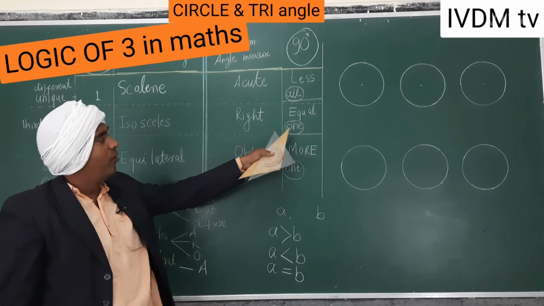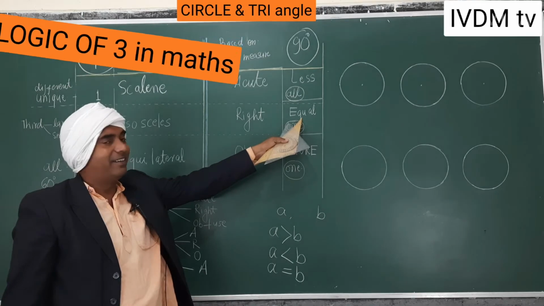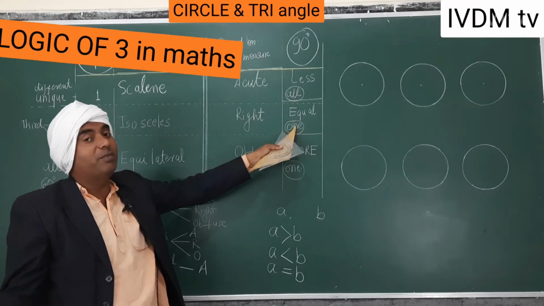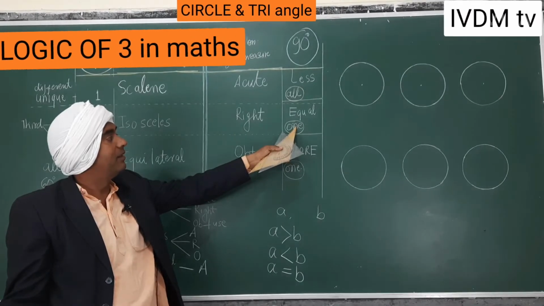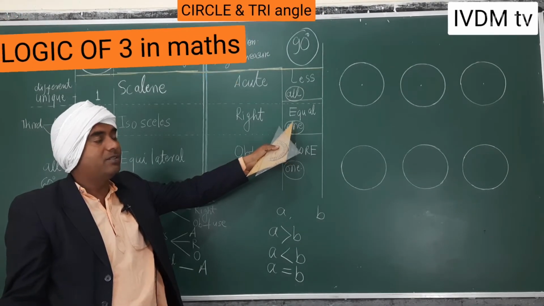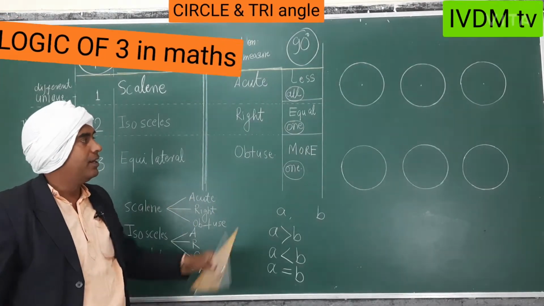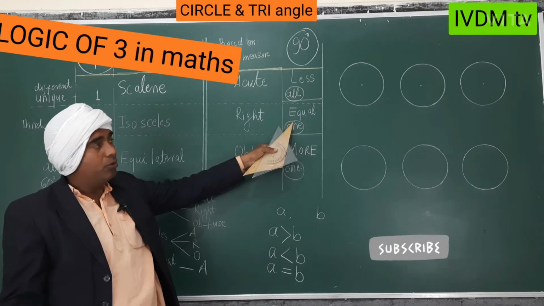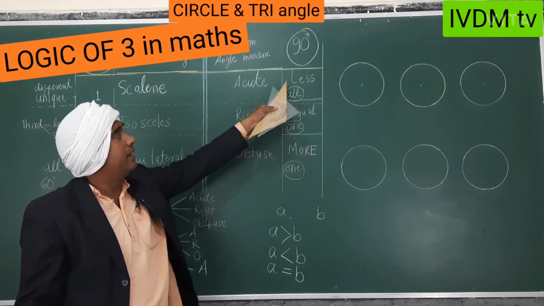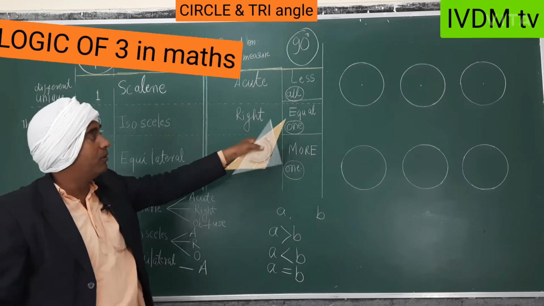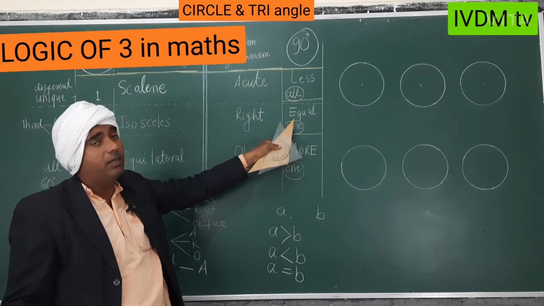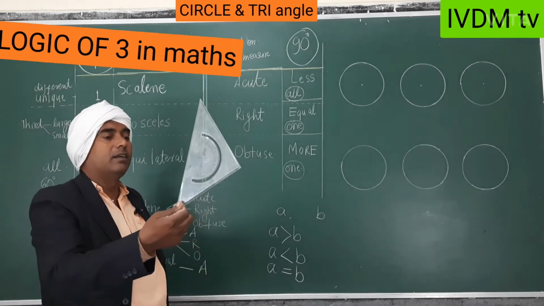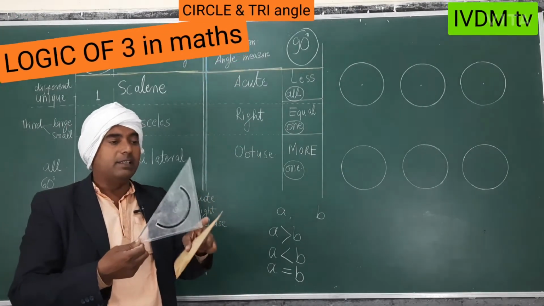In right angle, one angle is 90 degree, because all angles cannot be 90 degree, two angles cannot be 90 degree, because the sum of the angles is 180 degree. So only one angle is equal to right angle, and the other two angles will be less than the 90 degree, means acute angle. But at least one angle is equal 90 degree, so it will be called right angle triangle, like this. This is a right angle triangle.